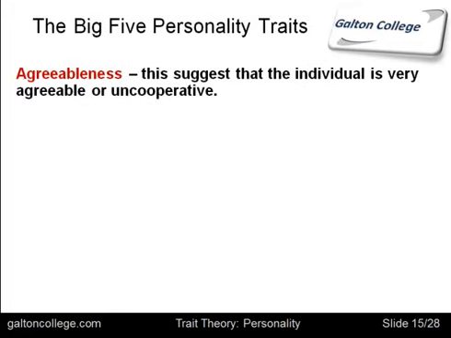Well, the first one is agreeableness. This suggests that the individual is very agreeable or uncooperative. It ranges from one extreme to the other. The more agreeable, the more pleasant the person is, and the less agreeable, the less pleasant the person is. So agreeableness is a sort of a scale. It's a subjective thing, but we can imagine the personality trait being related to how agreeable the person is.